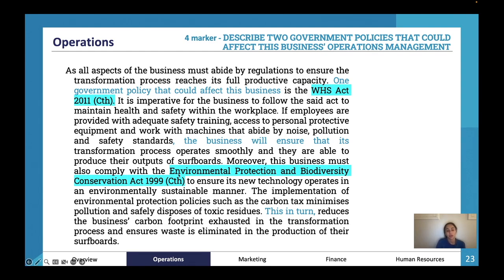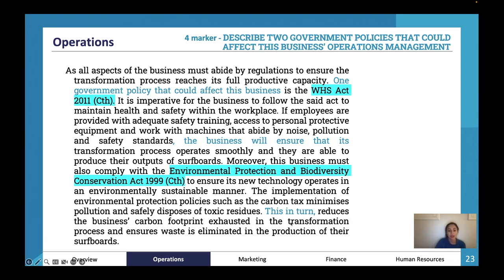But again, here we've just got what the actual legislation is. So this one's the Environmental Protection and Biodiversity Conservation Act of 1999. It ensures new technology operates in an environmentally sustainable manner. So it's giving a definition of what that government policy is. And then again, it's got that cause and effect, where the implementation of environmental protection policies such as the carbon tax minimizes pollution and safely disposes of toxic residues. This in turn, and here we've got the effect of it. So it's kind of like English in that way, a bit like the TEEL paragraph, but you're showing that cause and what it is and what the government policy is, and then what the effect of having that is.